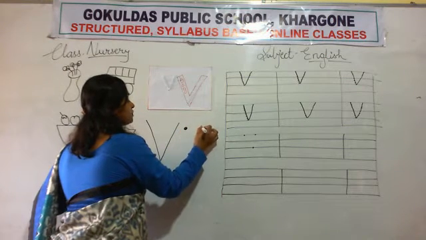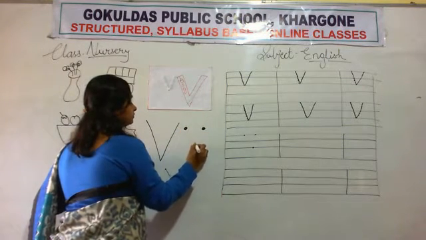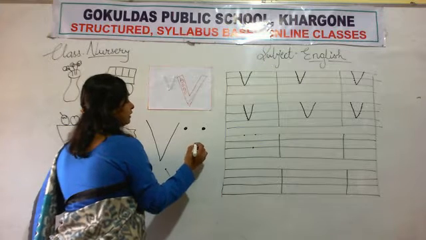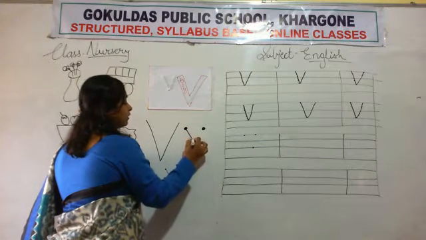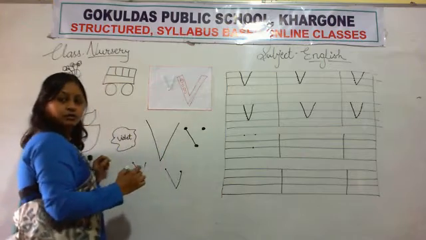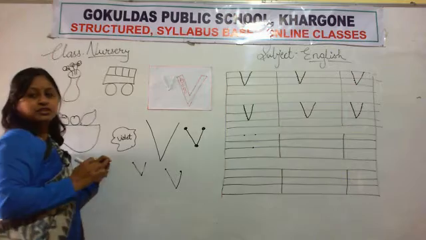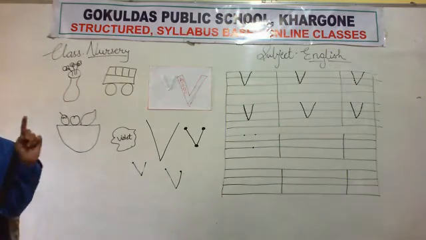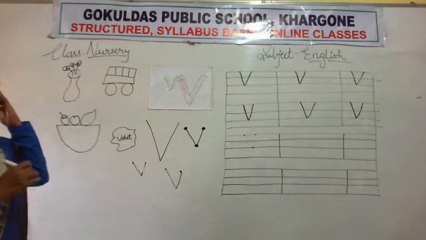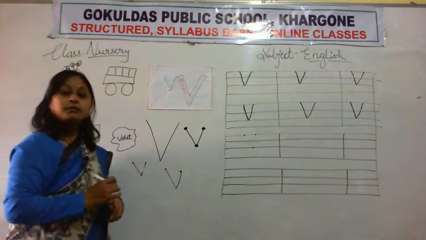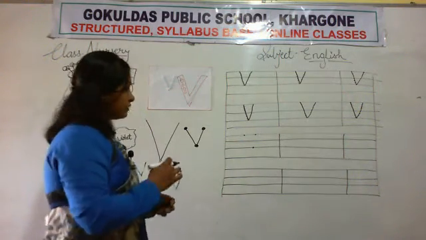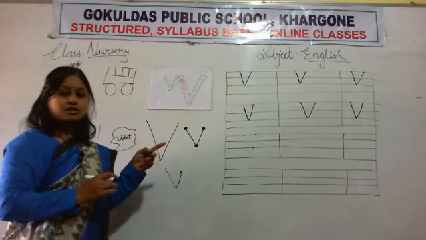Look here, these dots were given. Now start to write letter V from the upper dot to the next dot and from the next dot to the upper dot. So which letter is formed? Letter V. Okay. Now we'll start writing from the dots.